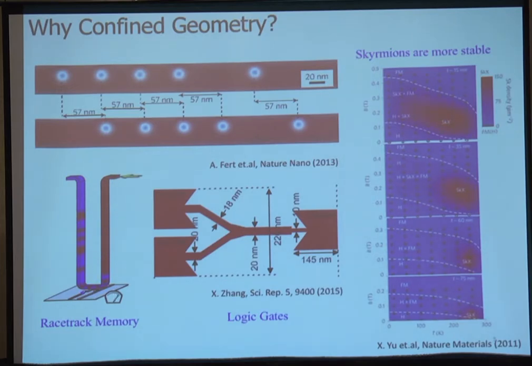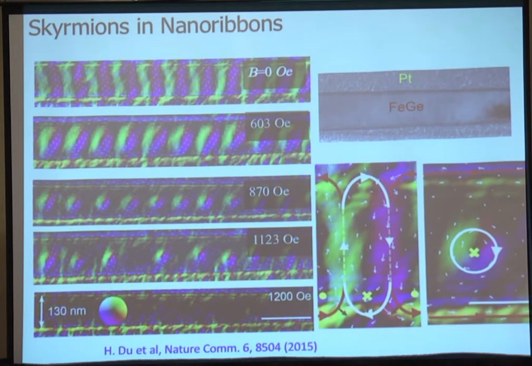The other reason is from the fundamental science point of view: if we put the skyrmion in confined geometries, the skyrmion can be more stabilized. This is the earliest work by Yu and colleagues. They made thin films of different thickness, and found that when the thickness gets smaller and smaller, the phase space of the skyrmion gets larger. Actually, the same scenario works for skyrmions in nanoribbons. So this is our observation of skyrmions in very narrow nanoribbons.